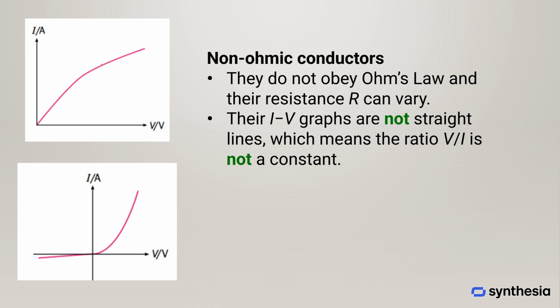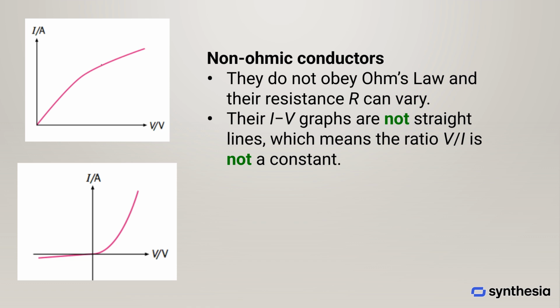Use Table 17.2 in the textbook to further elaborate on non-ohmic conductors. The IV graphs of a filament lamp (top) and a semiconductor diode (bottom) are as shown on this slide. Tell students that as current increases, there is a tendency for the components to generate more heat, and hence result in an increase in the component's temperature.